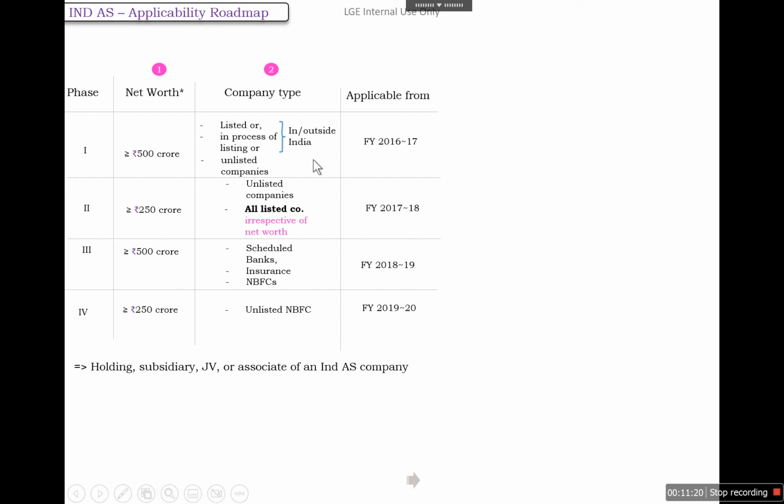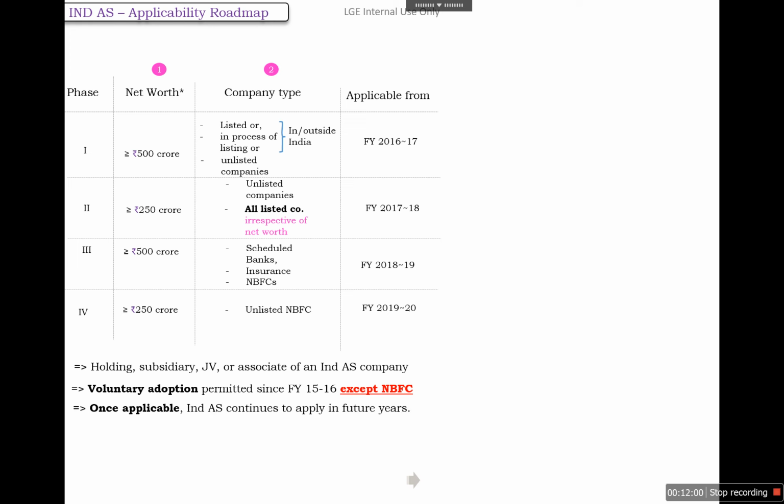Apart from it, if Ind AS is applicable to any company, its holding, subsidiary, JV or associates are supposed to follow Ind AS. And voluntary adoption of Ind AS was also permitted since financial year 15-16, but it was not there for NBFCs. So NBFCs cannot voluntarily adopt Ind AS. It can adopt Ind AS only when it falls in the category of the respective clause. And once Ind AS has become applicable, the company needs to continue to apply it in the future.